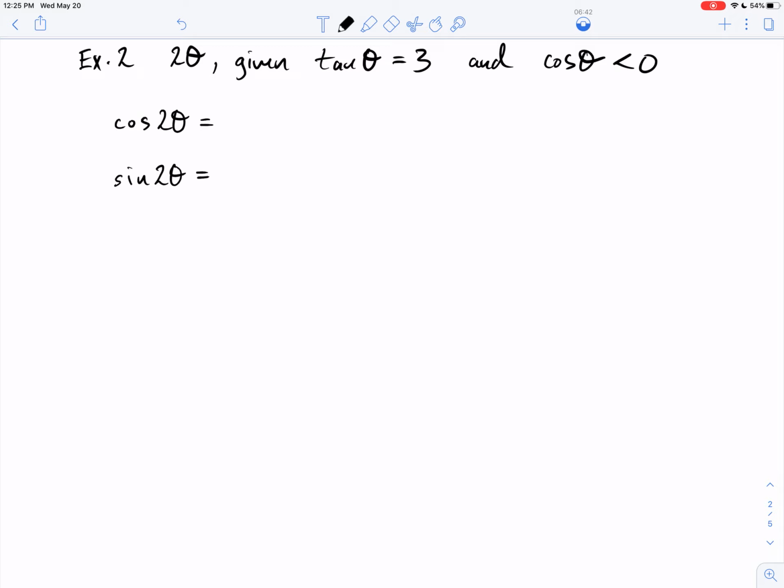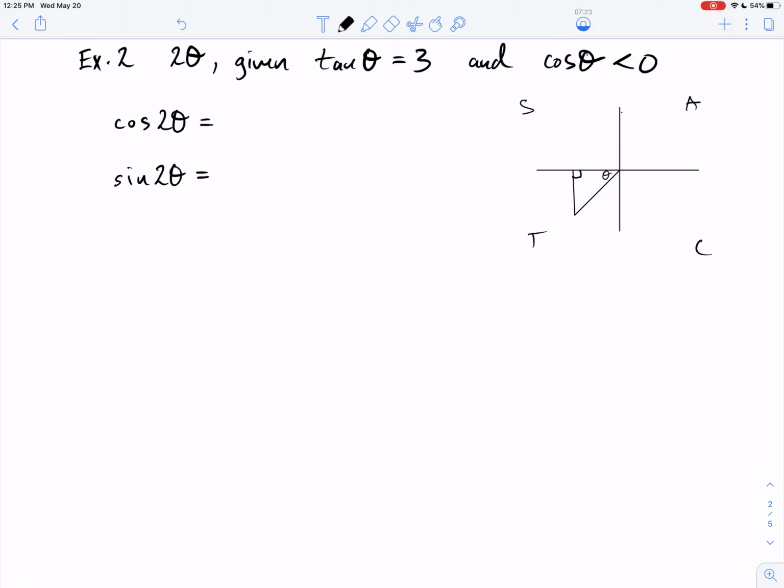But this time, they didn't give me any sine or cosine. They gave me a tangent. Well, they gave me a tangent that happens to be a positive 3, and they're telling me that cosine is negative. Well, I'm going to draw a reference triangle again. And if I have a positive tangent and a negative cosine, there is only one location for that, and I use the ASTC rule, or All Students Take Calculus rule, whichever way you want to do it. That puts me in quadrant 3.